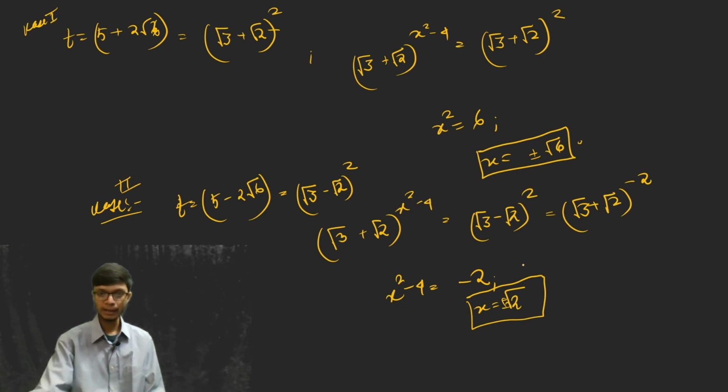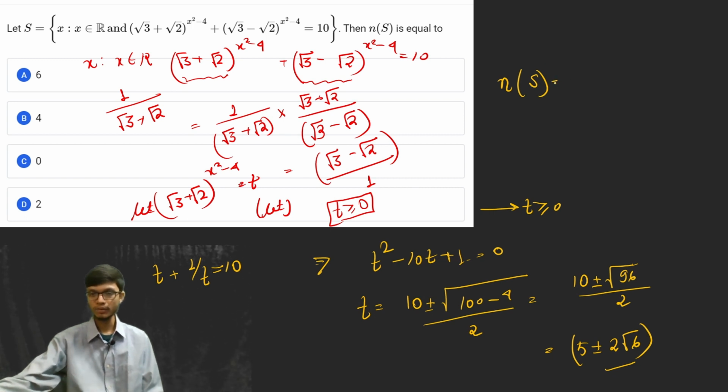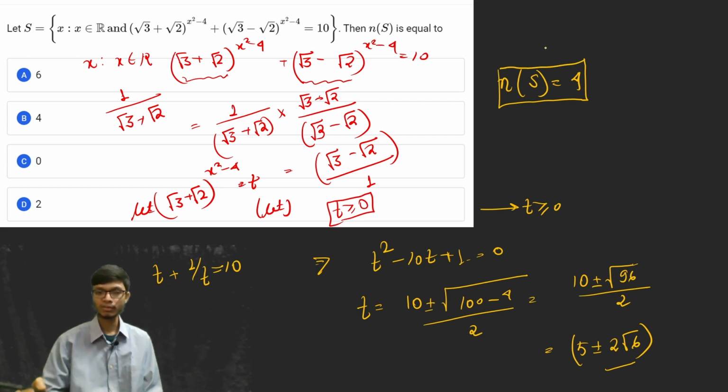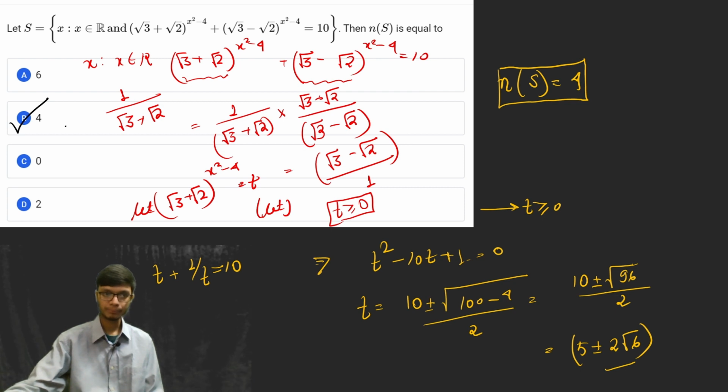And this will imply that the cardinal number of the set S, n(S), is basically equal to 4. That means the possible values of x are 4. That is, one set of values of x are plus minus root 6, and the other set is plus minus root 2. So with this, option B will be the right answer to this particular problem.